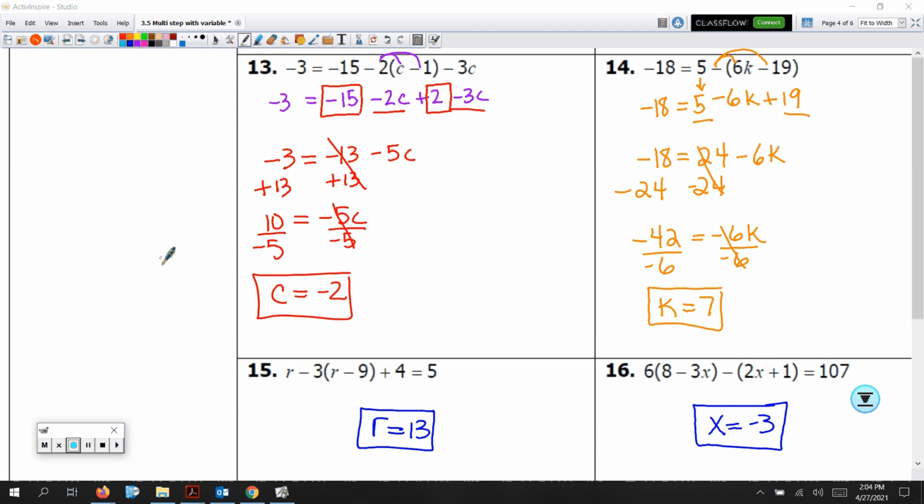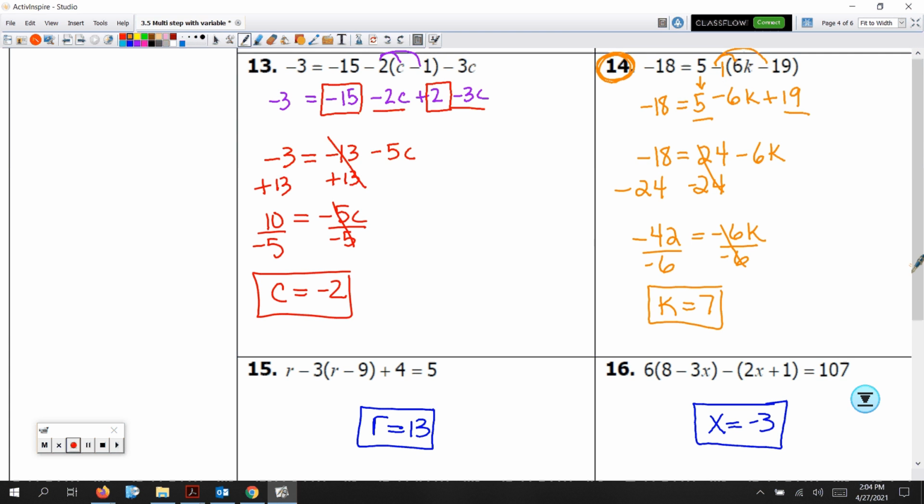Okay, so 13 and 14. In 13, you had to distribute that negative 2 into the parentheses, and then when you solve it all the way down for c, you should have got negative 2. Number 14, you want to be really careful about ones like number 14. You want to put a circle around it, a star next to your work, because when there's a negative out front of that parentheses, you're distributing negative 1. There's a negative 1 here that I multiplied to positive 6k and got negative 6k. Negative 1 times negative 19 gives me positive 19. And I come all the way down, and I have k is equal to 7.